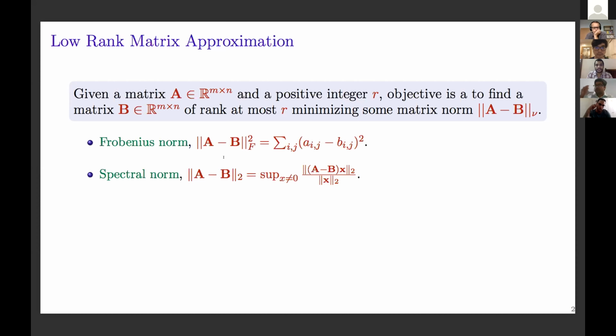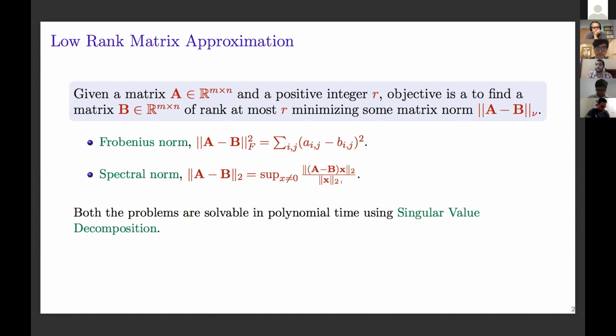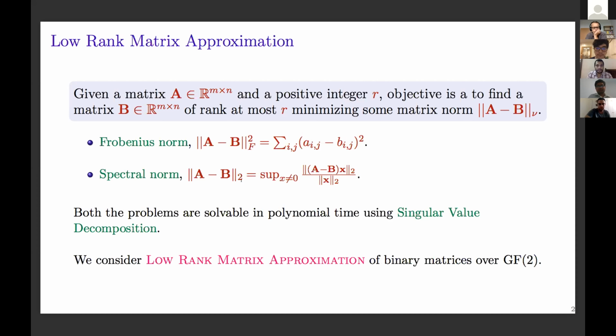The Frobenius norm is kind of an averaging measure. On the other hand, the spectral norm gives something like a worst case stretch of a column. So the spectral norm is defined like this. Both these problems are solvable in polynomial time using singular value decomposition. And we study mainly the second analog in the case of binary matrices, where we consider matrix operations over GF2, so over a finite field, and more specifically binary matrices.